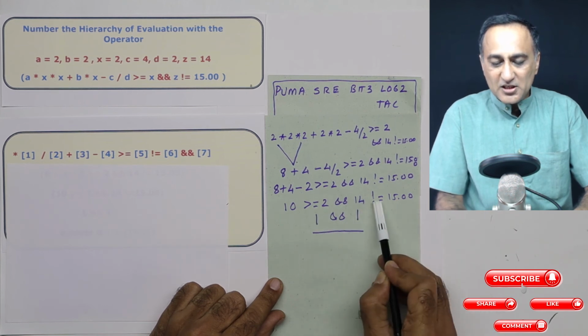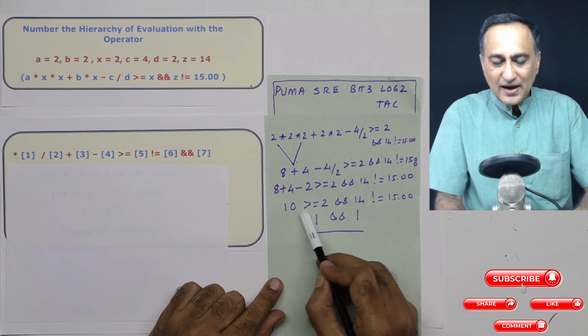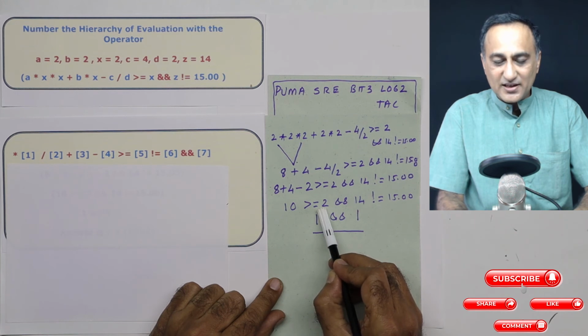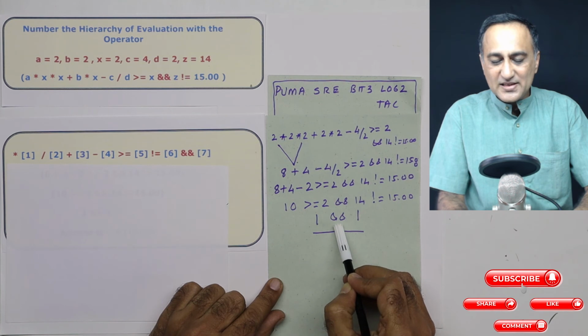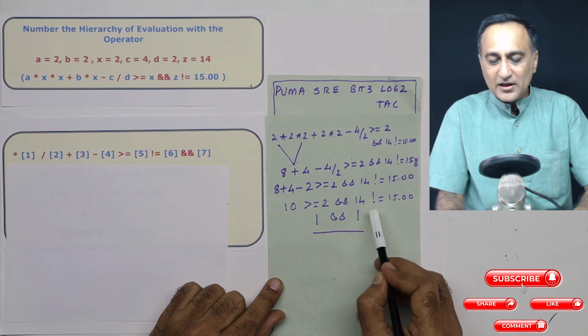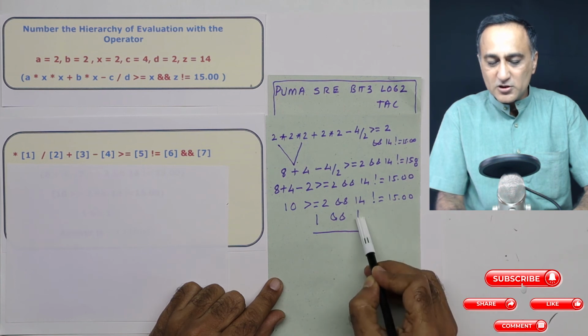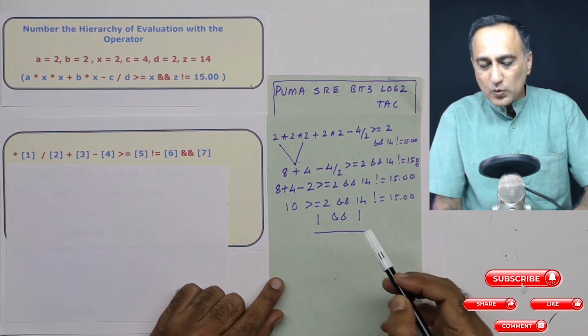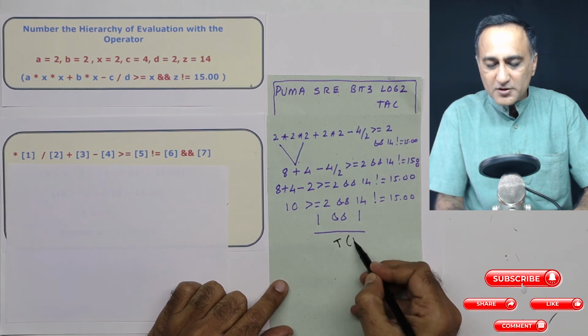Now between these two, the relational operator has higher precedence. So is 10 greater than or equal to 2? Yes, 10 is greater than 2. So this side becomes 1 or true, and remains as it is. Next is the equality. 14 not equal to 15 is true, because 14 is not equal to 15. So this also becomes 1. 1 AND 1, the answer is true, and true is going to be 1.